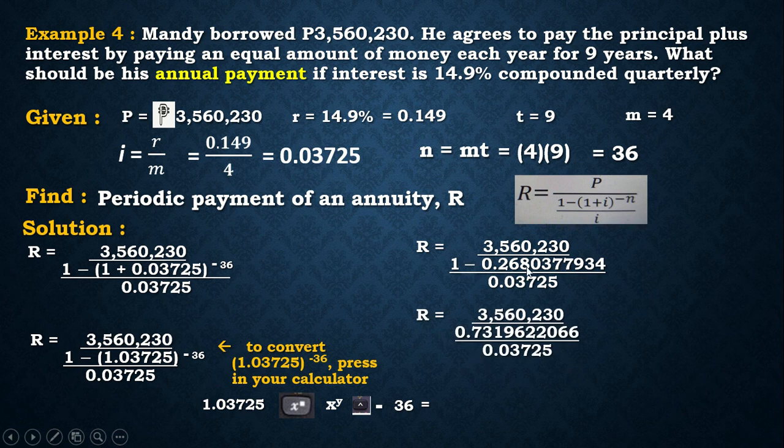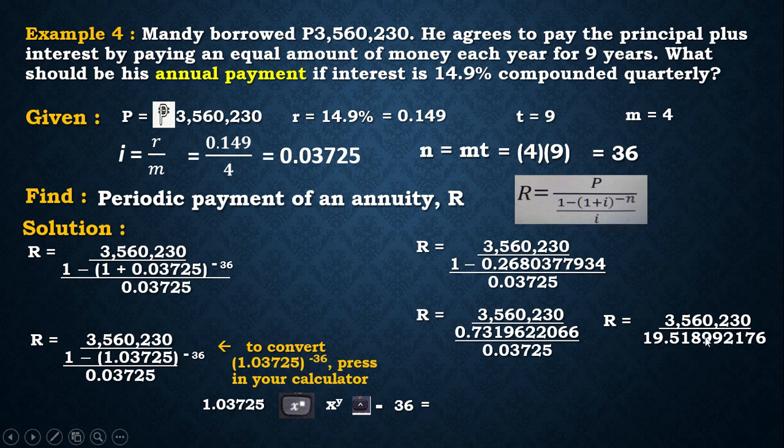1 minus 0.2680377934 is equal to 0.73196220066. The next step is to divide this part: 0.731962266 divided by 0.03725. Do not touch the present value yet. And when we divide these two, what comes out is 19.518992176.